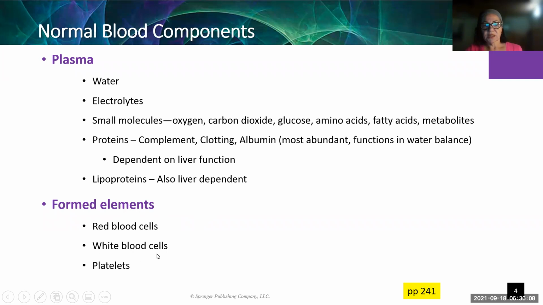White blood cells we talked about in great detail in the immune system, so we're not going to go over them again in this chapter. And then platelets we have not mentioned too much. Platelets are fragments of cells that are involved in clotting, and we'll get to that later in the chapter. This material is covered on page 241.